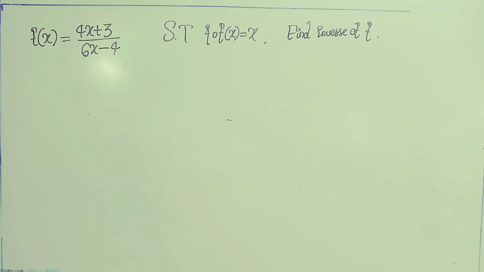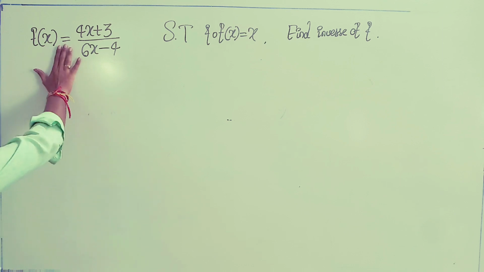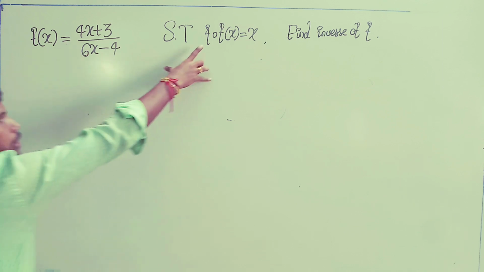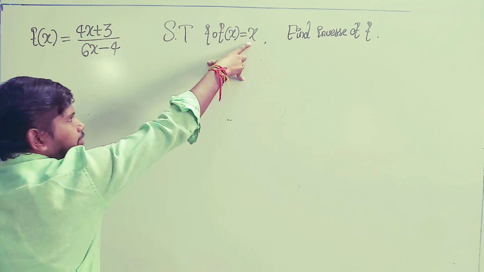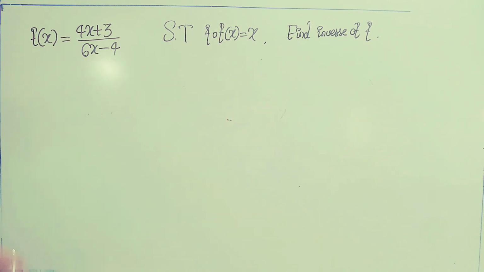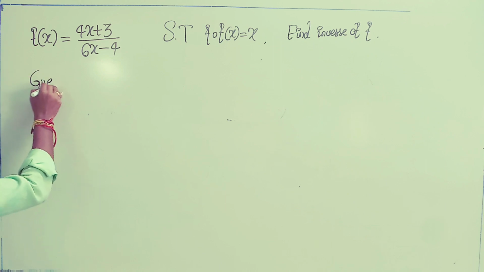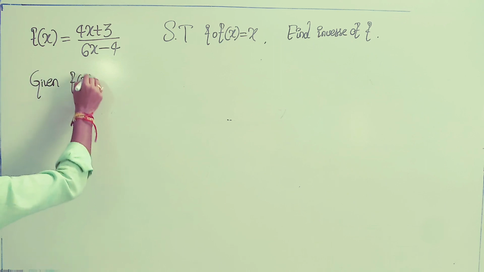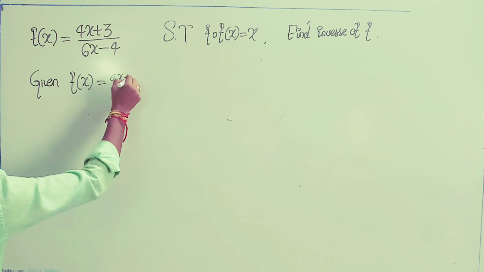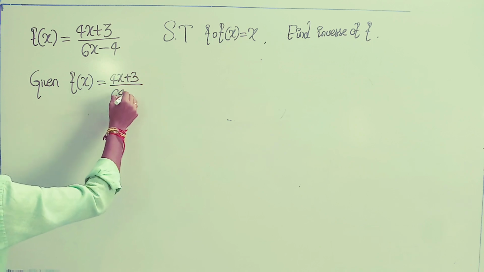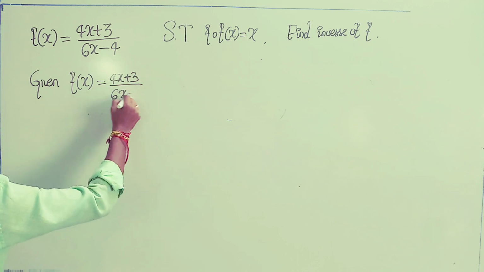Last problem in the function part for the 5 marks. Okay, for the given f of x, we need to prove f composition f of x is x, and find the inverse of f. It is a very simple question, concentrate. The given f of x is equal to 4x plus 3 divided by 6x minus 4.